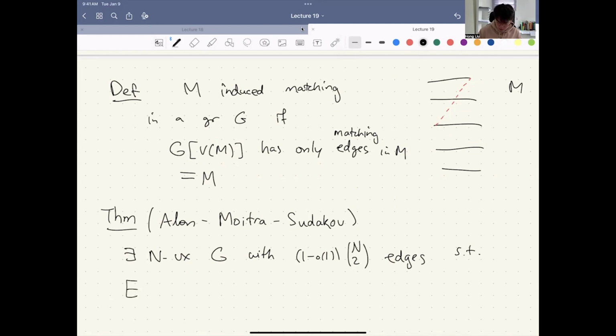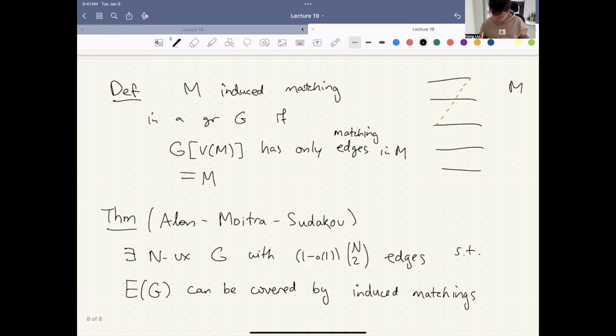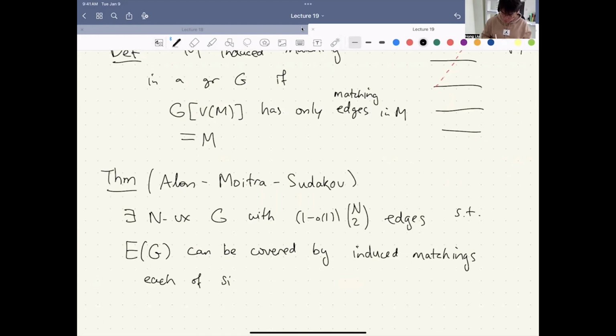The edges of G can be covered or decomposed by induced matchings, each of size R, which is almost linear.